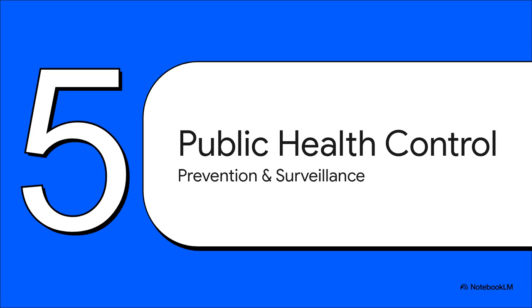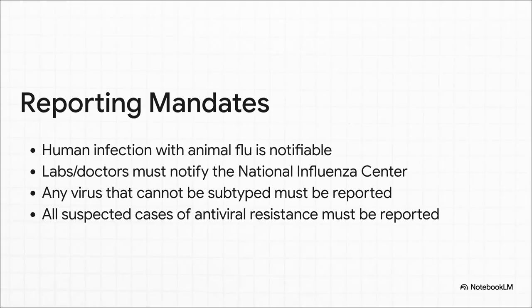All right, we've been focused on treating the individual. Let's pull the camera back now and look at the big picture. How do we stop this thing from spreading and keep an eye on it at a population level? This is where the detective work comes in. Public health surveillance isn't passive, it's an active hunt. And these reporting rules are tripwires. Anytime an animal flu jumps to a person, or a lab finds a weird virus they can't identify, or we think our drugs might be failing, an alarm bell has to be rung immediately. This is our early warning system for the next big threat.